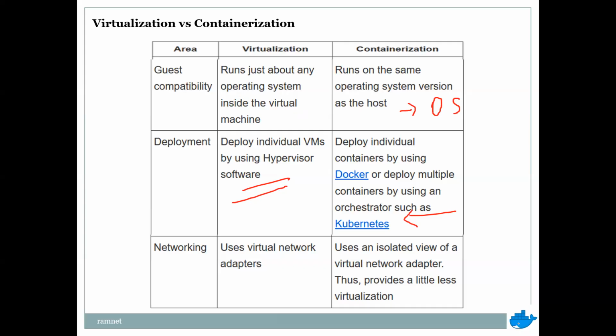Okay. Networking uses virtual network adapters, which we know very well. Here, containers use an isolated view of a virtual network adapter, thus providing a little less virtualization. For reachability and other things, we will be verifying that. Next.